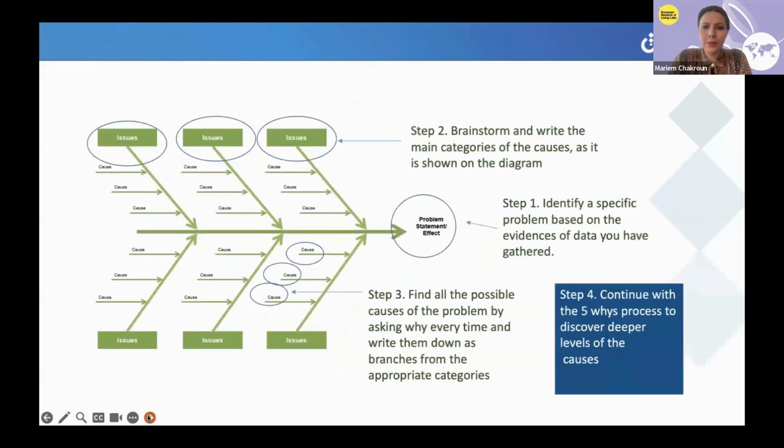And here are the steps. So you start by identifying a specific problem based on the evidence of data you have gathered. And then you brainstorm and write down the main categories of the causes, as shown on the diagram. And then, as the third step, you find all the possible causes of the problem by asking why every time and write them down as branches from the appropriate categories. So you continue with the 5 why process to discover a deeper level of the causes.